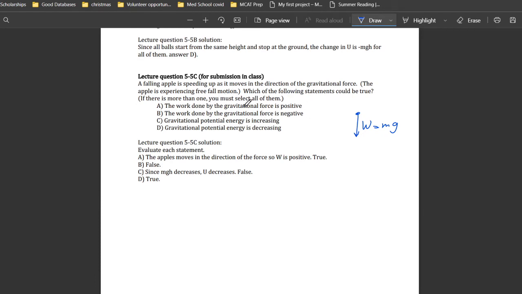The work done by the gravitational force is positive. So when we're considering work, we have to consider that work is equal to the force times cos theta, so the angle of the force, times the direction of motion. So if an apple is experiencing free fall, it is going downward. The displacement is downward, and the force is also downward. So cos theta would be 0.